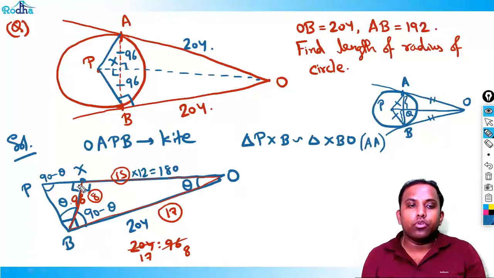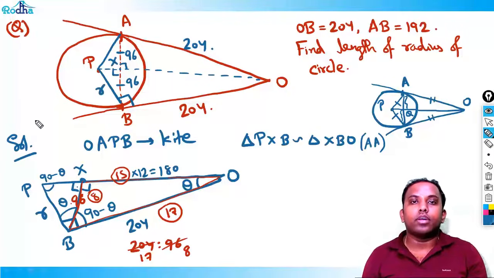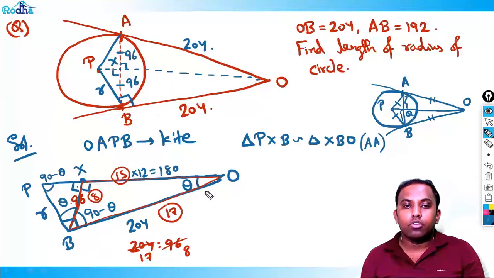OB is 204, XB is 96. In this triangle, it is not known. So we'll calculate BP, which is the radius of the circle. This we need to calculate. So now let's do it.